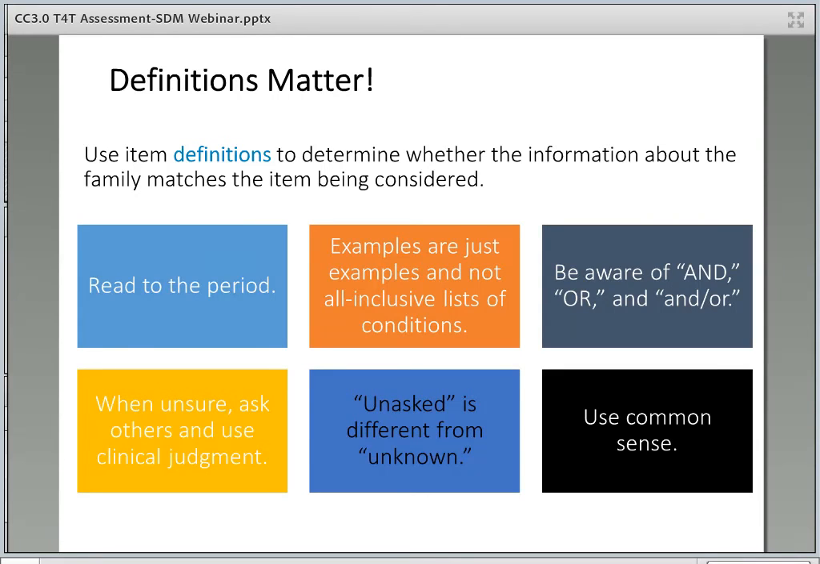Finally, use your professional judgment and common sense. For example, if the definition says that the child must be 10 years old, then if the child is a few days or weeks shy of 10 years old, they are substantially 10.